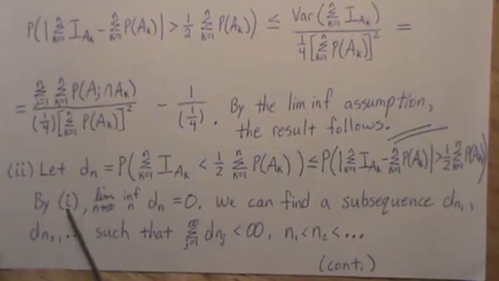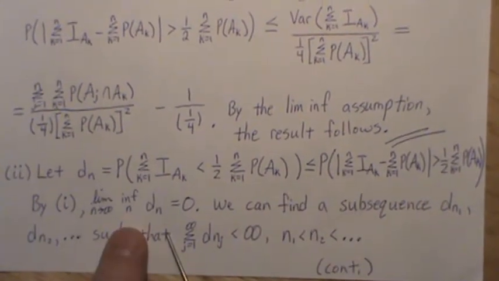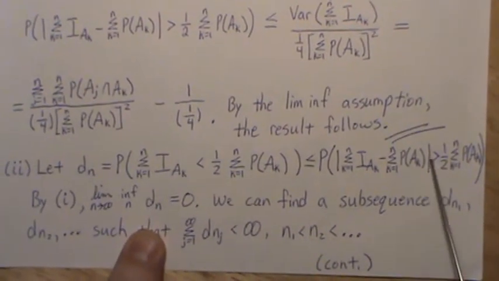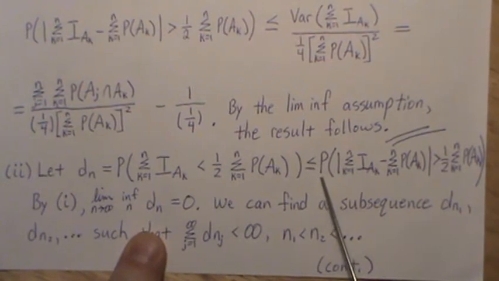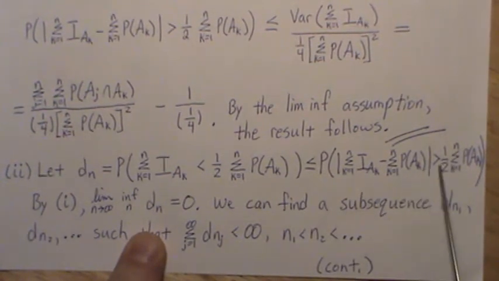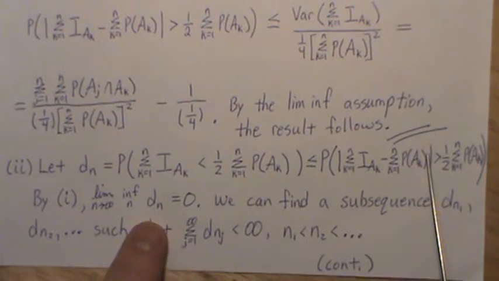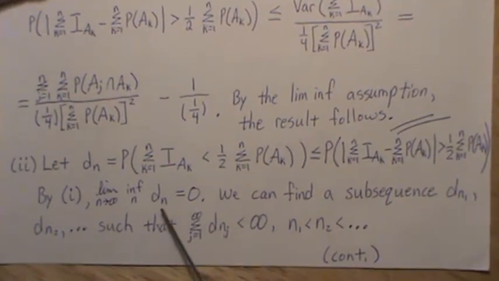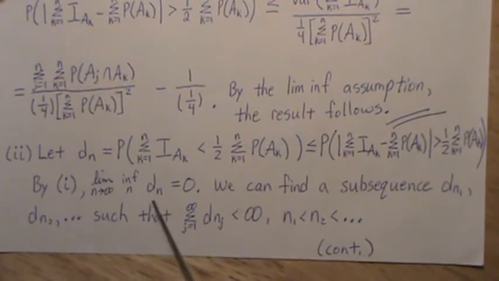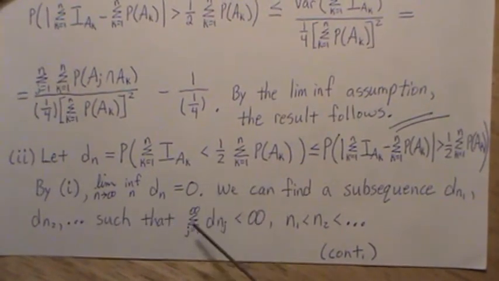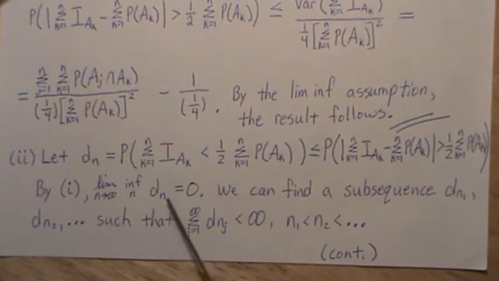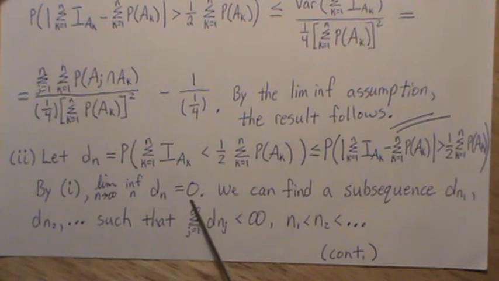Now by the first result, we know that the limit infimum of d_n is less than or equal to this, and probability has to be greater than or equal to 0, but the limit infimum of this goes to 0, so that means the limit infimum of d_n is 0. Now, remember this d_n can bounce around, but the limit infimum says that infinitely many values have to be within 0 plus epsilon.